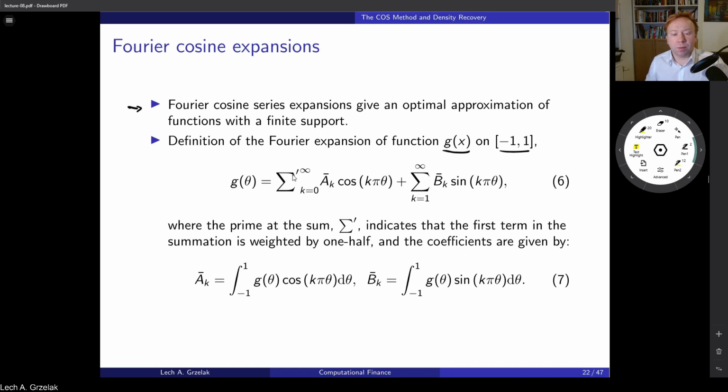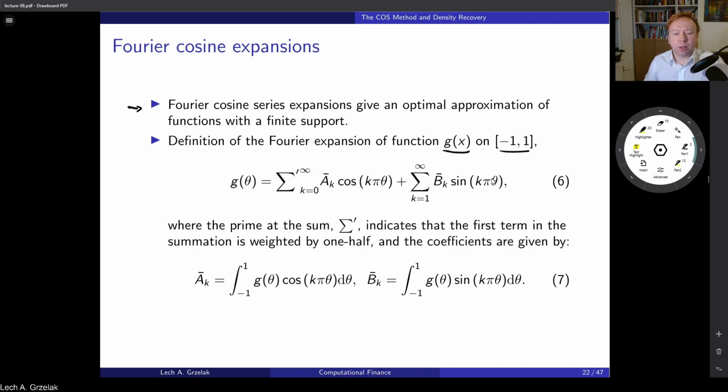So this is something to keep in mind. If your code, once you implemented the COS method, doesn't converge or something is really going wrong, then I'm pretty sure the first thing you should check is whether you multiplied the first term of your expansion by half. Okay, so we have a summation consisting of two terms: a's and cosine, and b's and sine, and this is supported on -1 to 1.